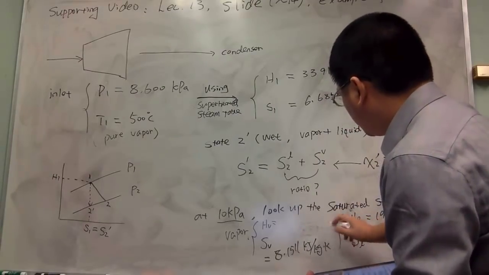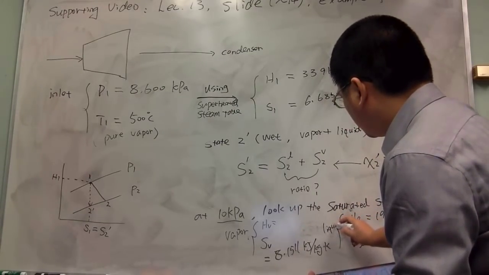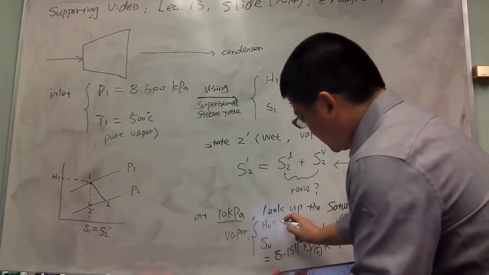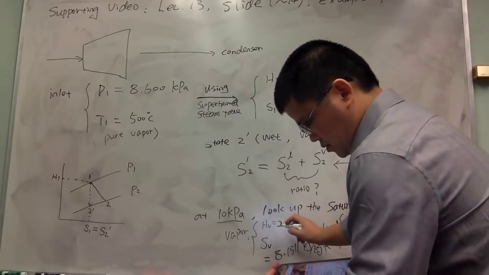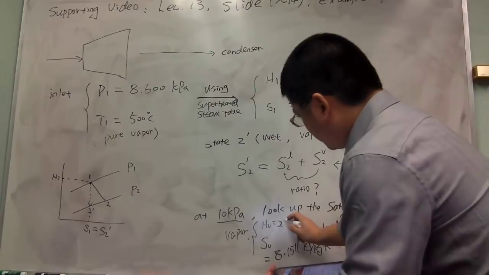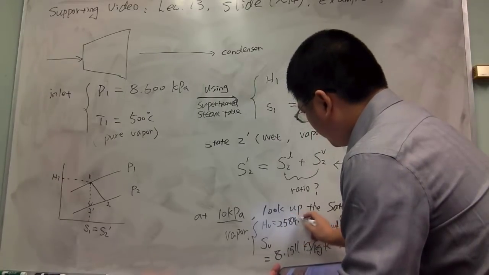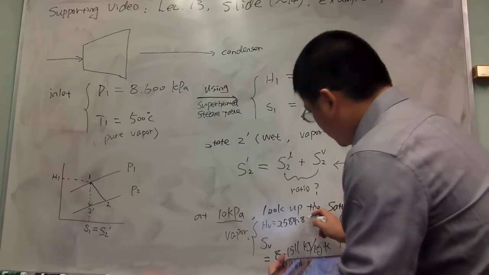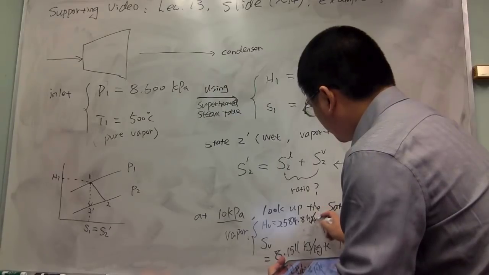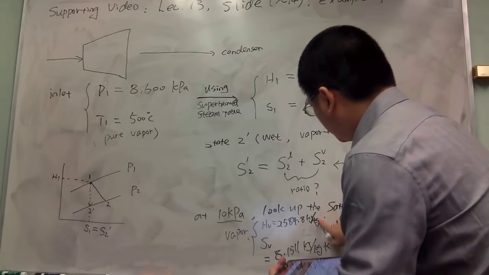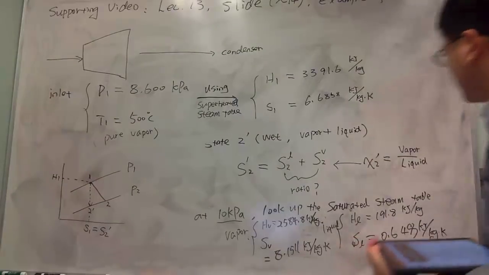This is liquid. This is 2,584.8 kilojoule per kilogram.